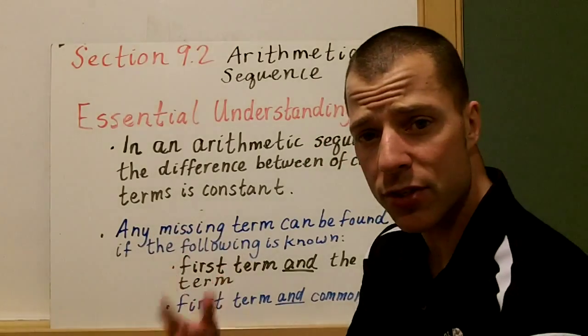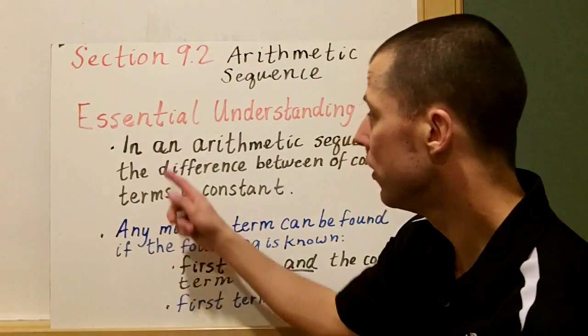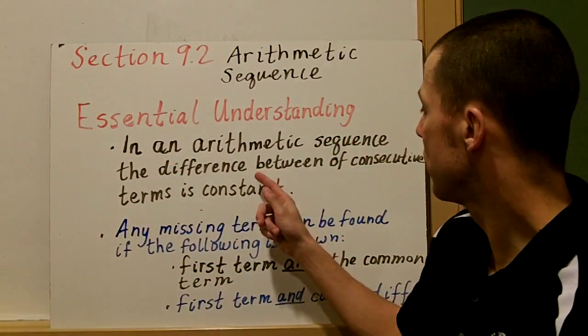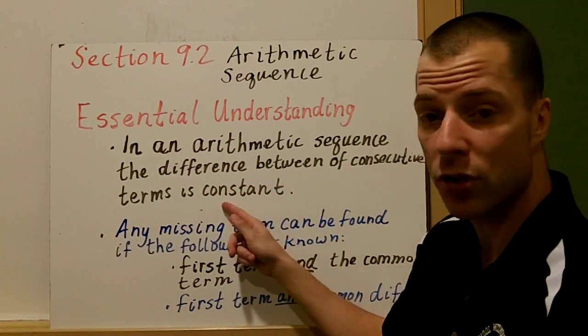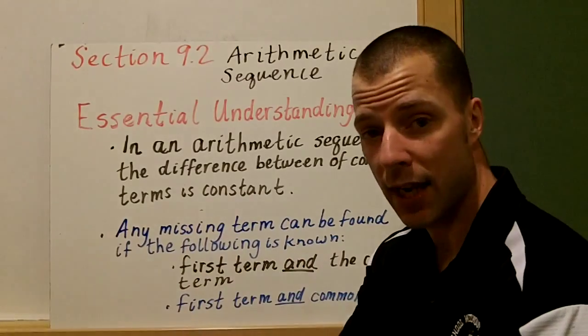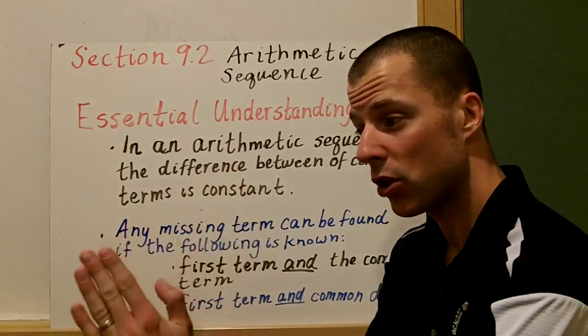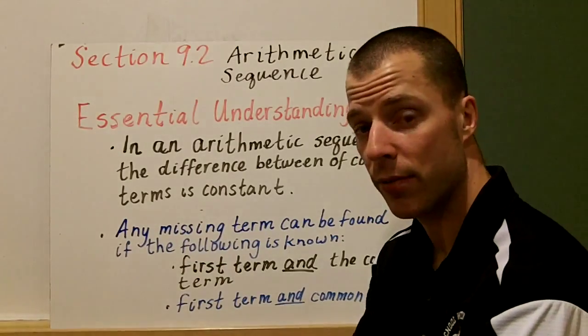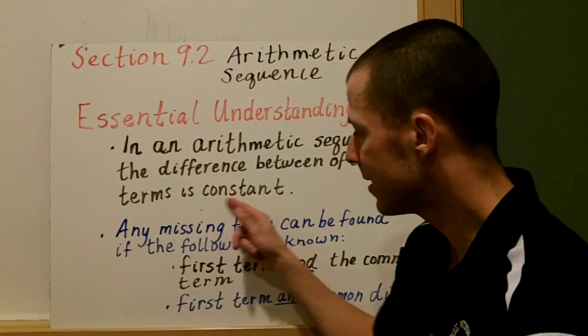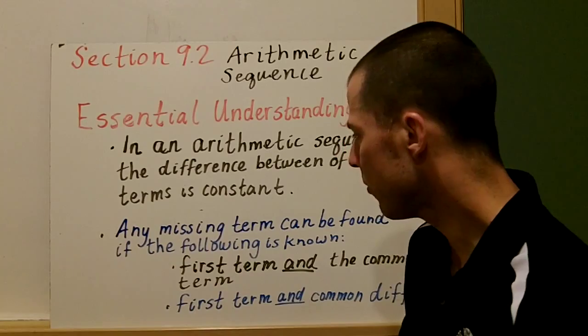So your essential understanding out of section 9.2: in an arithmetic sequence, the difference between consecutive terms is constant, meaning it's the same. So when we look at a term and the one right after it, the difference is always going to be the same all the way through, and we'll look at that today. A constant is just a number, okay?